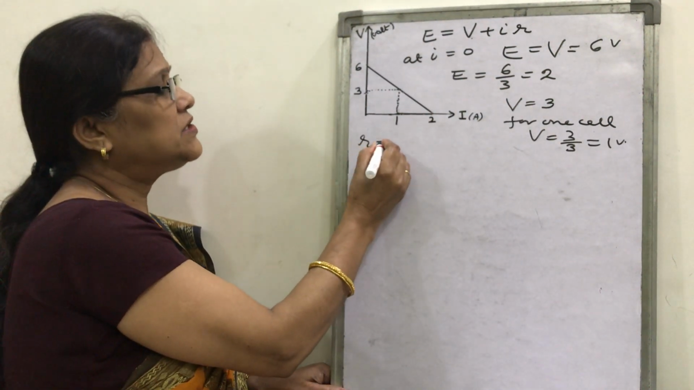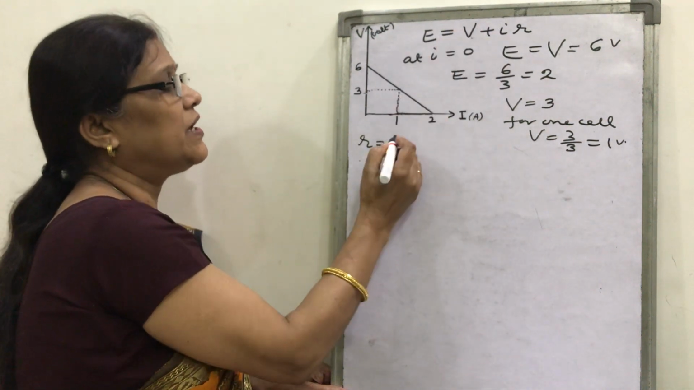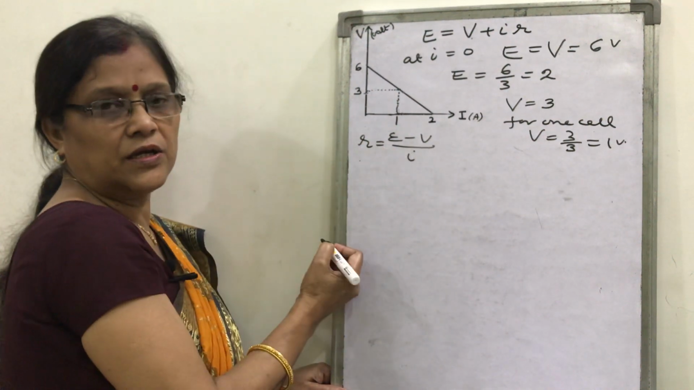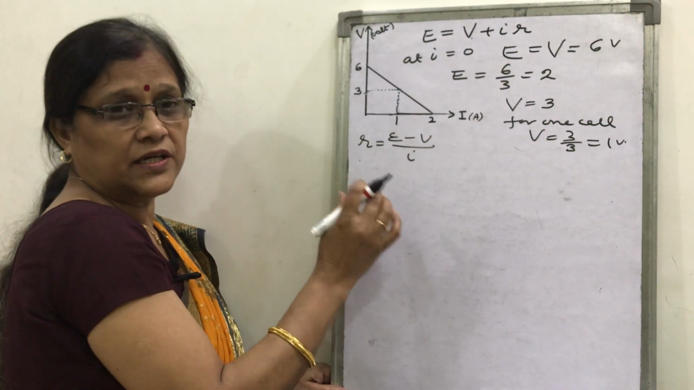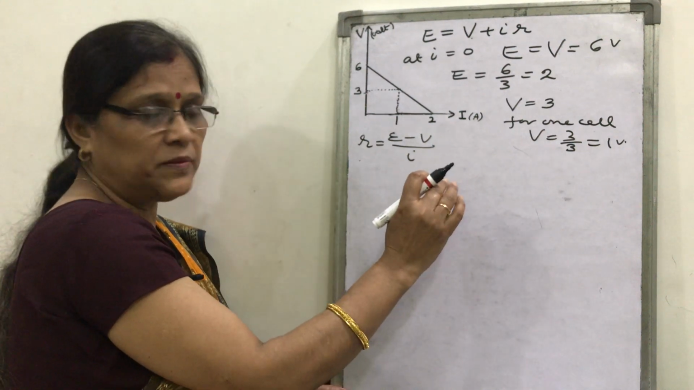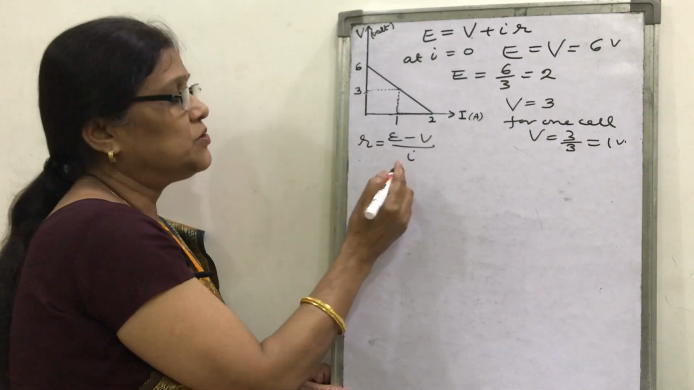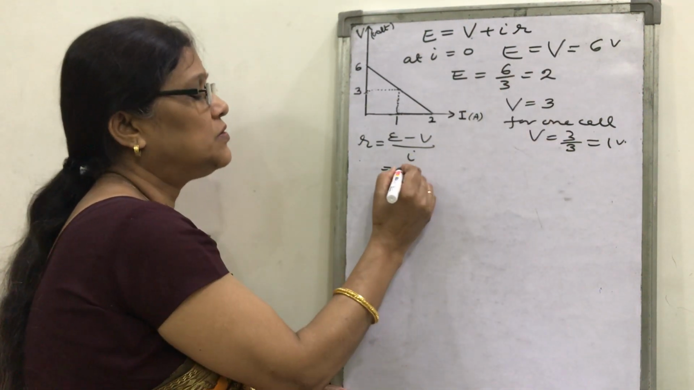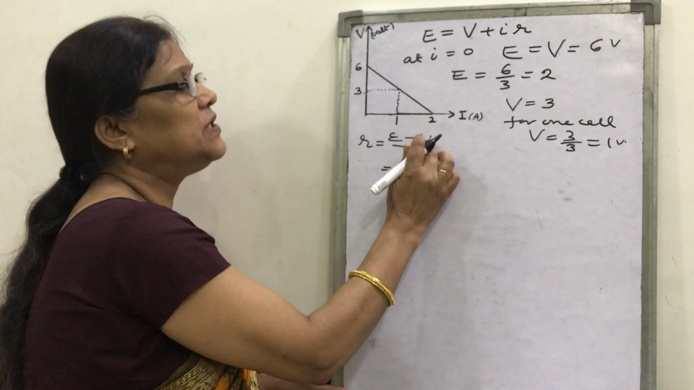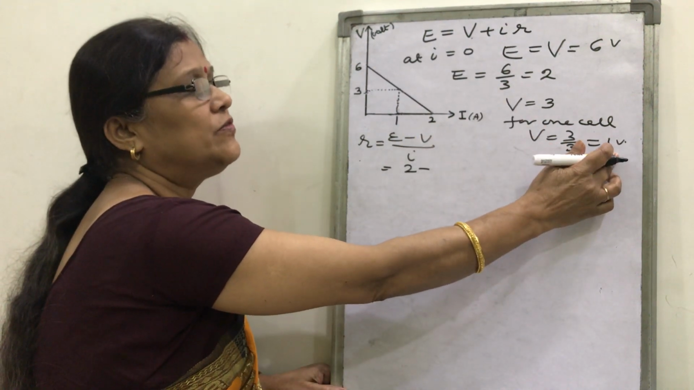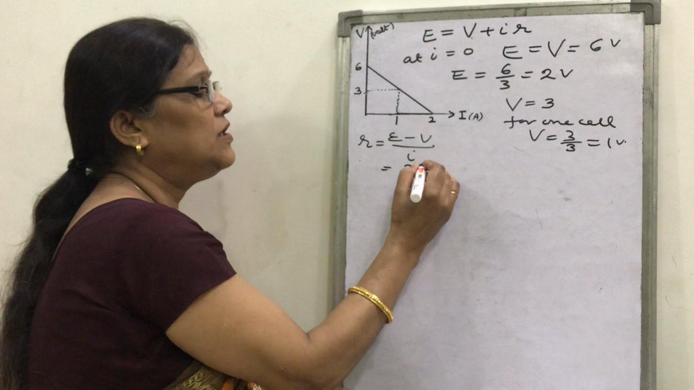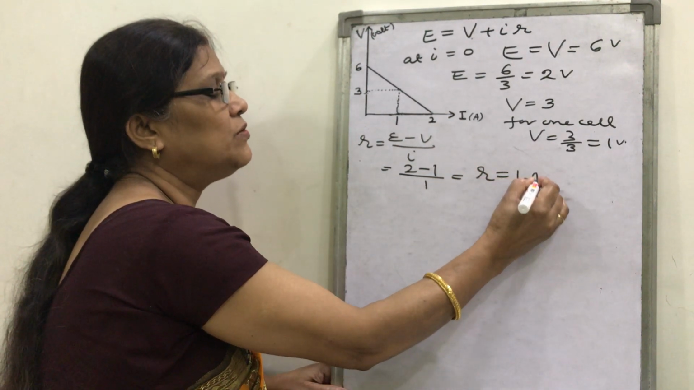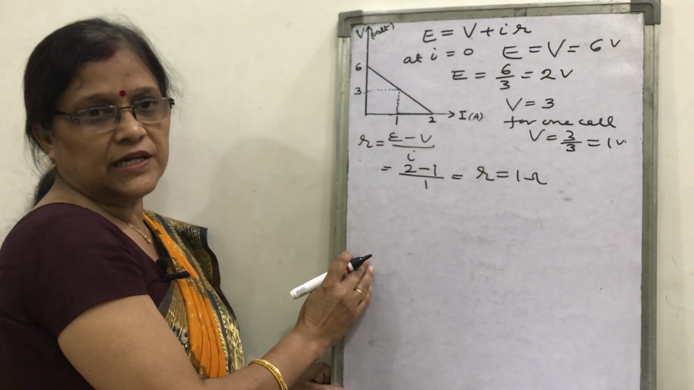Now internal resistance, as from this equation we can write, it will be E minus V upon I. Since cells are connected in series, the current in each cell will remain the same. What is I? 1. So you write here for one cell EMF is 2 volt, and one cell terminal potential difference is 1 volt. So you have written 2 minus 1 upon 1, that is internal resistance is 1 ohm for one cell.